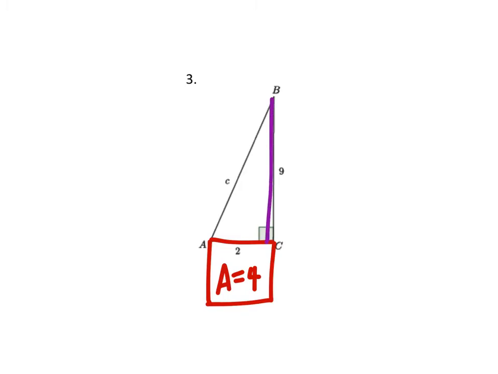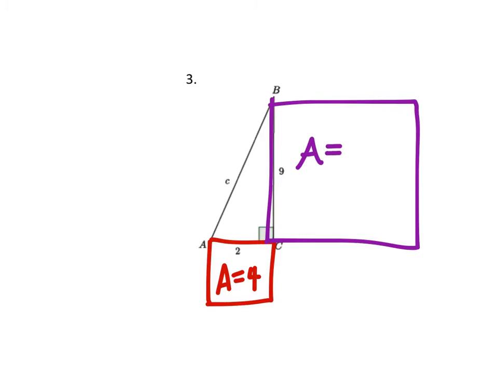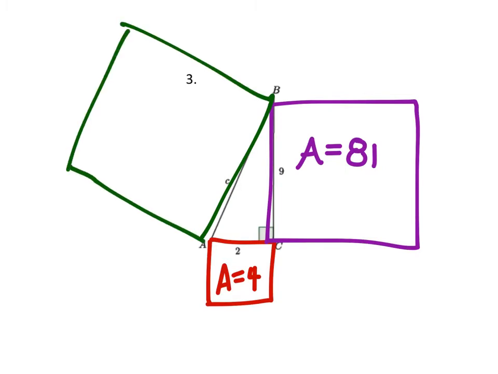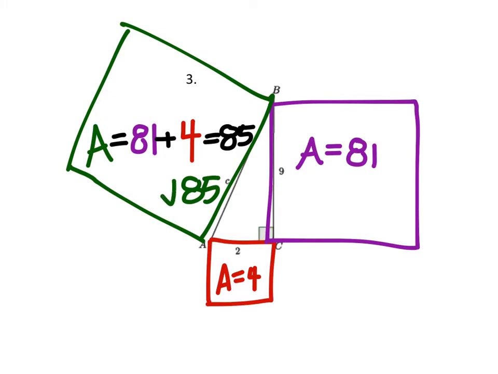This length also is a leg, so I'm going to turn it into a square, and it would have an area of 9 times 9, which is 81. So the hypotenuse, if I turn this into a square, would have an area of the sum of these two. Adding these two together gives us 85. Now that's the area of the square, but what we really want is the length of that hypotenuse, so we square root that 85. So the square root of 85 is the length of the hypotenuse.